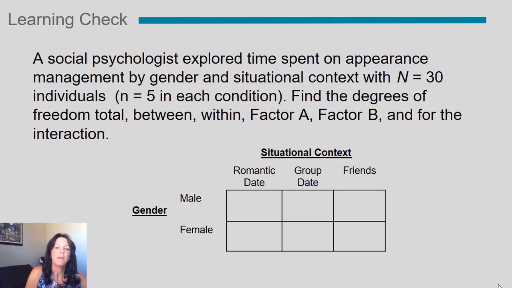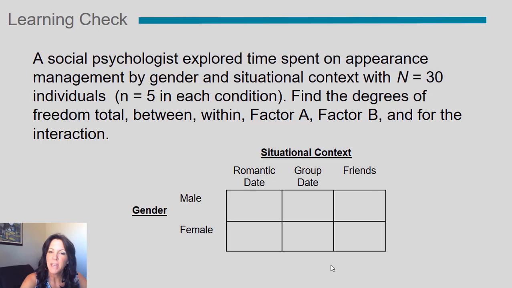Let's take another one. A social psychologist explored time spent on appearance management by gender and situational context. With an N of 30 individuals, 5 were in each condition. We're going to find all the degrees of freedom that we did before. But before we do that, let's talk about the levels that we have. For factor A, we have 2 levels, male and female. And for factor B, the situational context, we have romantic date, group date, and friends.